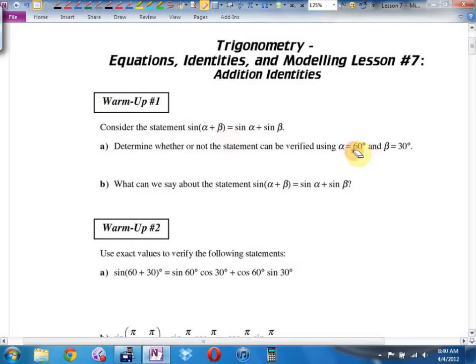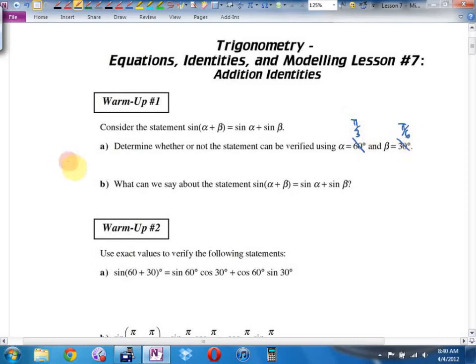It says, describe or determine whether or not the statement can be verified for 60 degrees and 30 degrees. Degrees? Yeah, I'm not going back to degrees. Let's see if it can be verified for pi by 3 radians and pi by 6 radians.